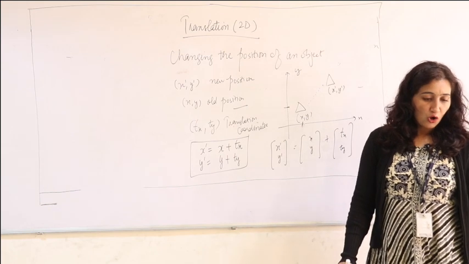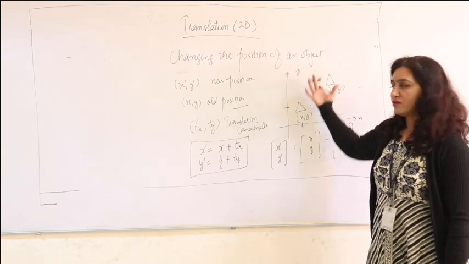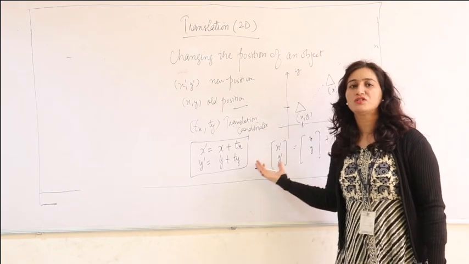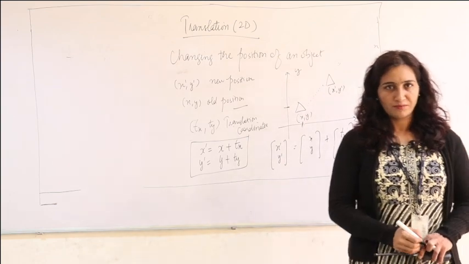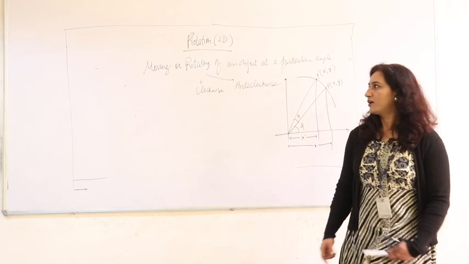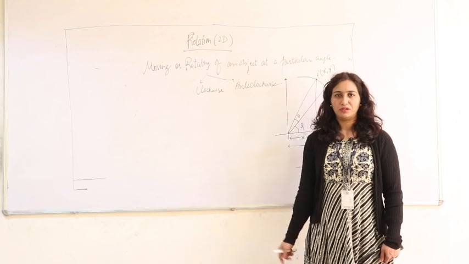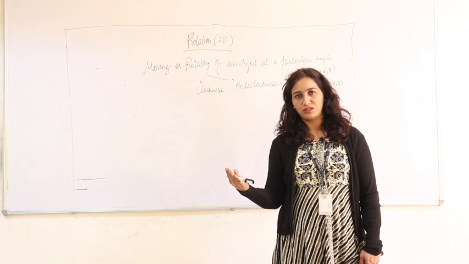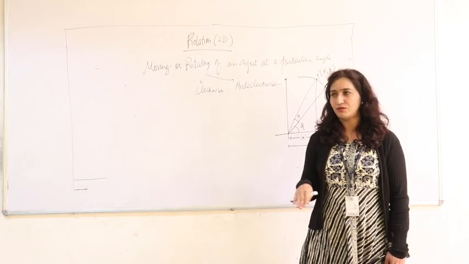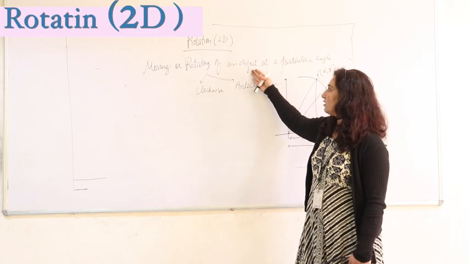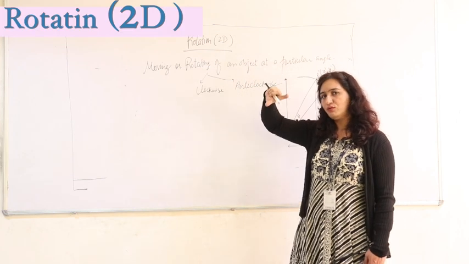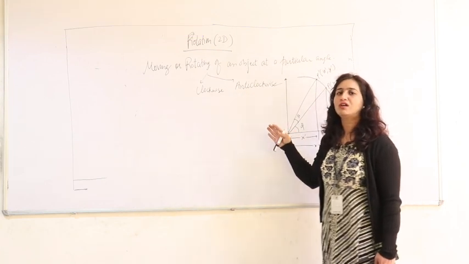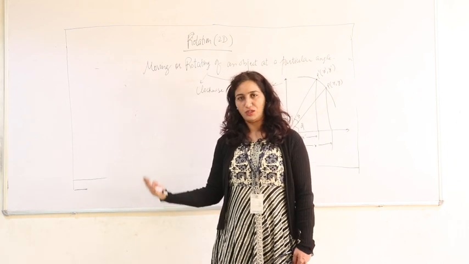Is it clear? After that we will discuss 2D rotation, then afterwards we will move on to homogeneous coordinates. Is it clear? Okay, so the next topic is 2D rotation. Rotation means you are rotating an object. It can be a clockwise rotation or an anti-clockwise rotation, rotating an object at a particular angle. Clear? So first we have to derive the equation of rotation in 2D.